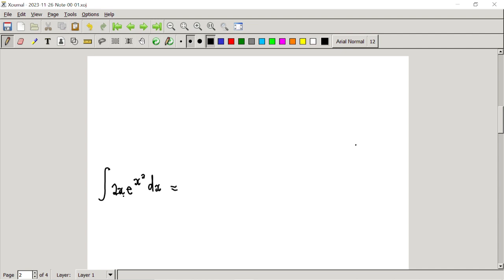Here we have two functions, 2x and e to the power of x squared. We have to decide which we choose to be our u. When looking at these two functions, we check the properties. We check that e to the power of x squared is a composite function, of the function e to the exponent of x.